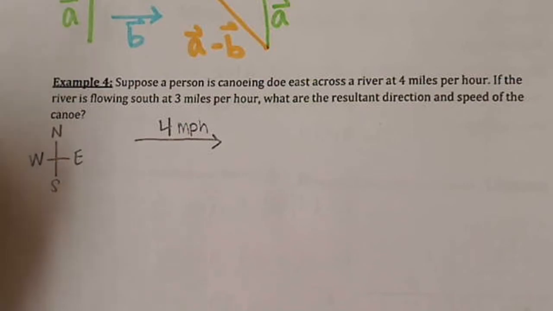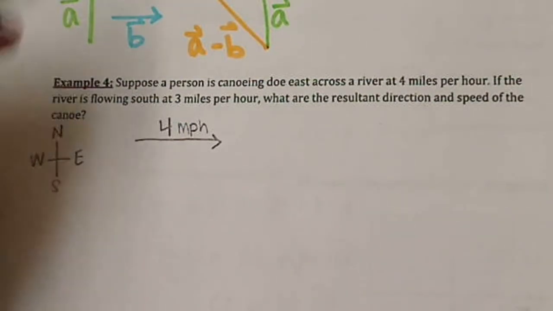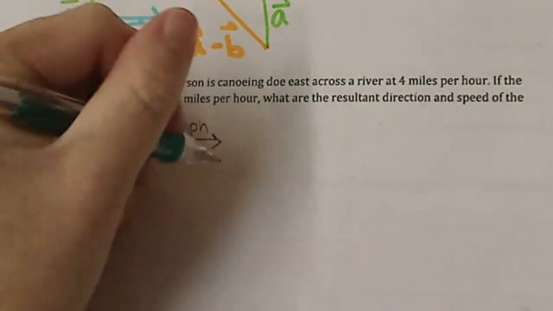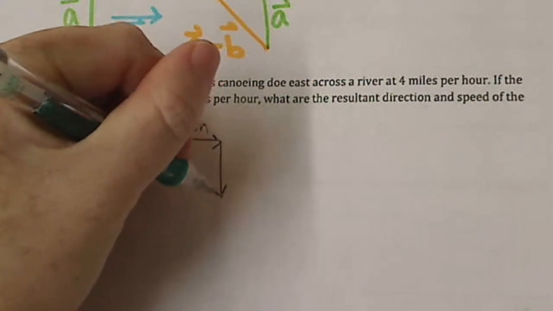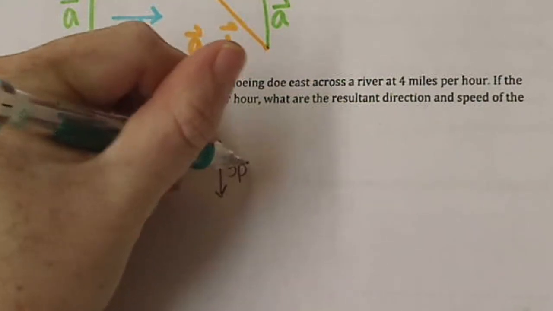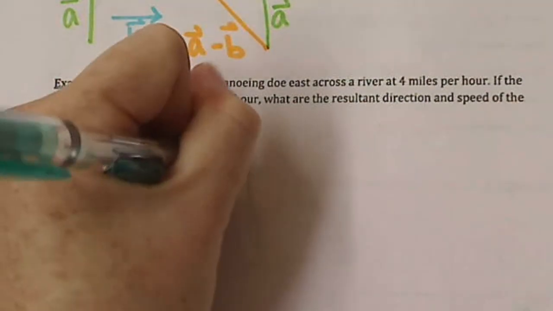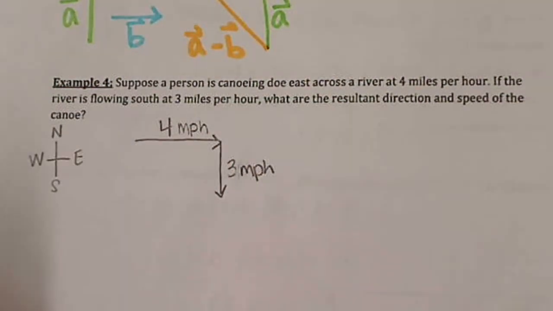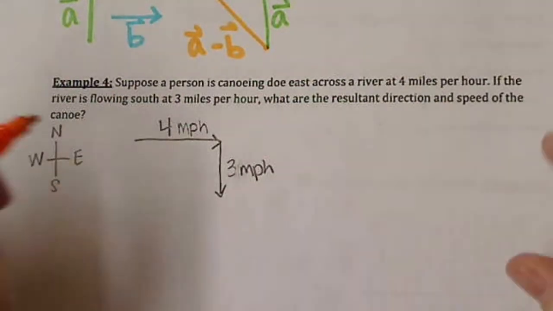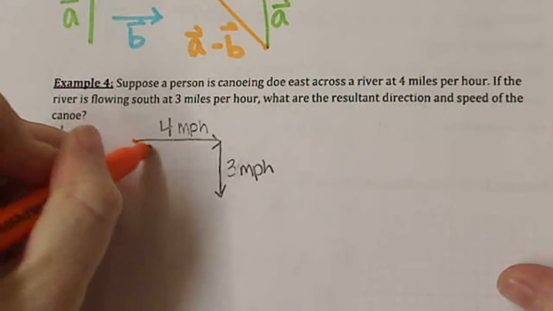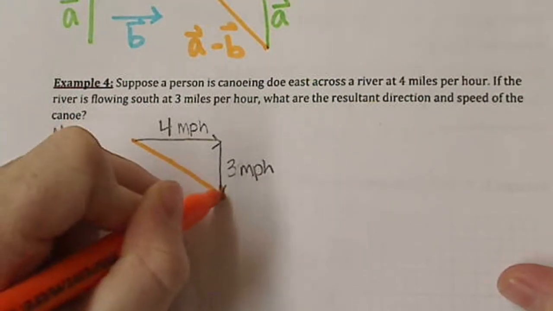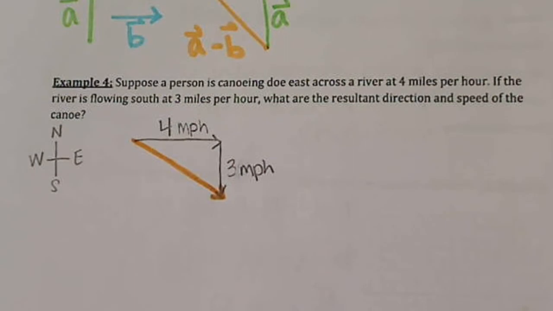Then the river is flowing south. So south is down, and it's flowing south at 3 miles per hour. I want to find out the direction and speed of the canoe. So if I'm canoeing east, I'm probably not going to go east because of the river. The river's pushing me down. This is my path that the canoe is going to go.